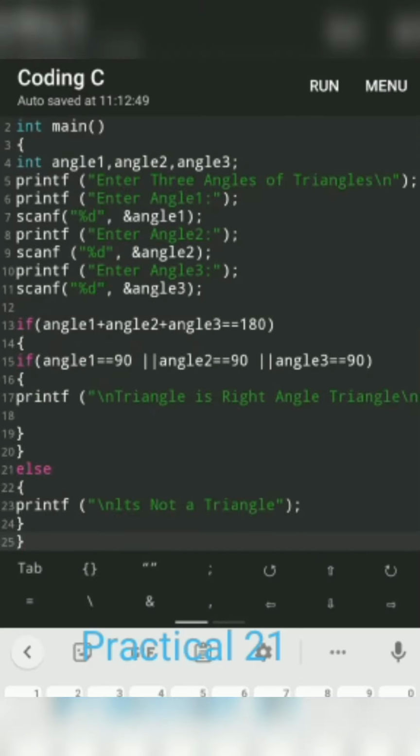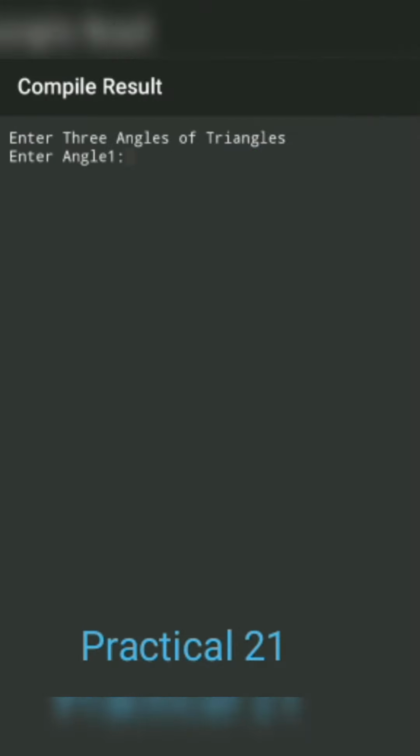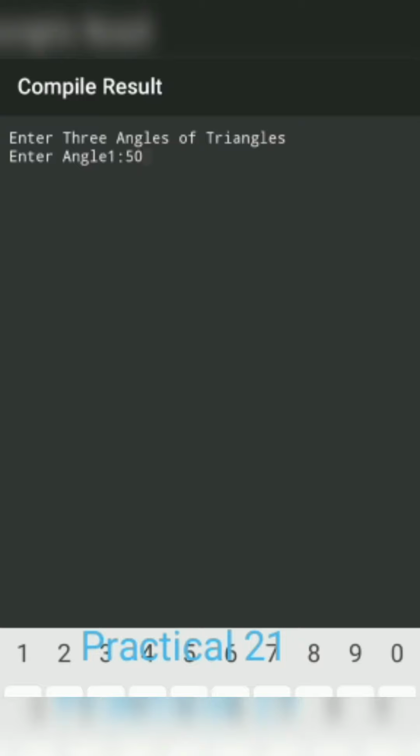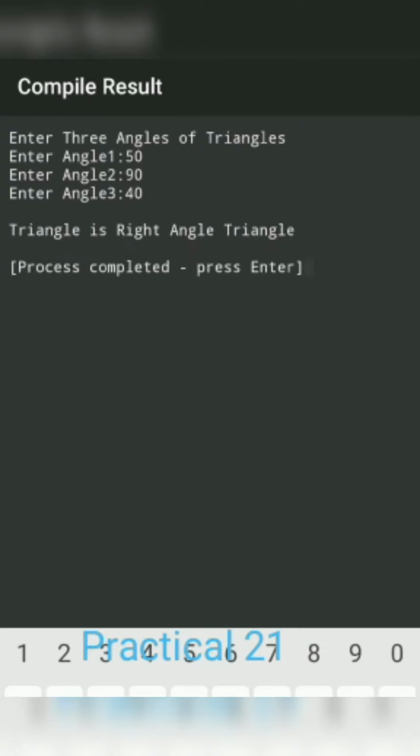Let's go with some other measurements like 50, 90, and then 40. It is a right triangle. Now you can see the sum of the angles is equal to 180. So this can be very helpful. Let's move to the next program.